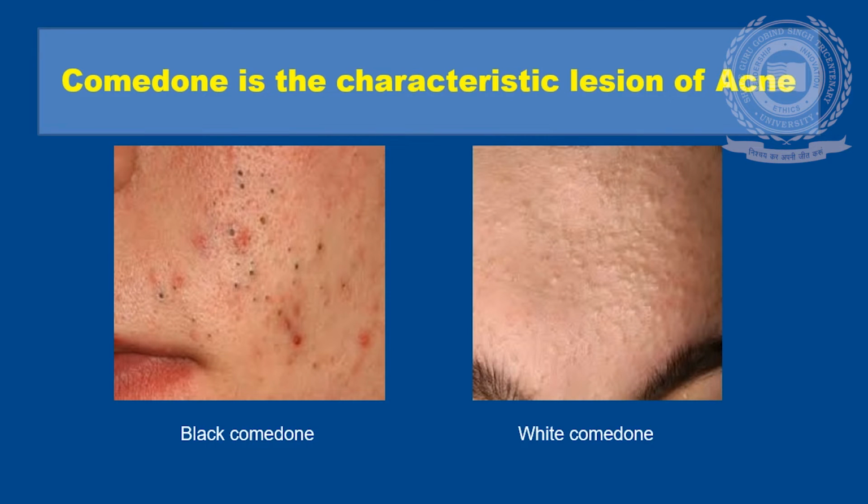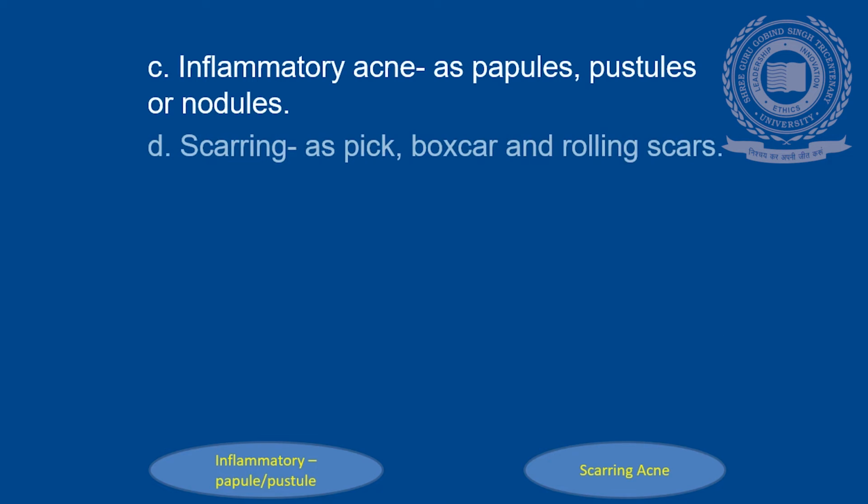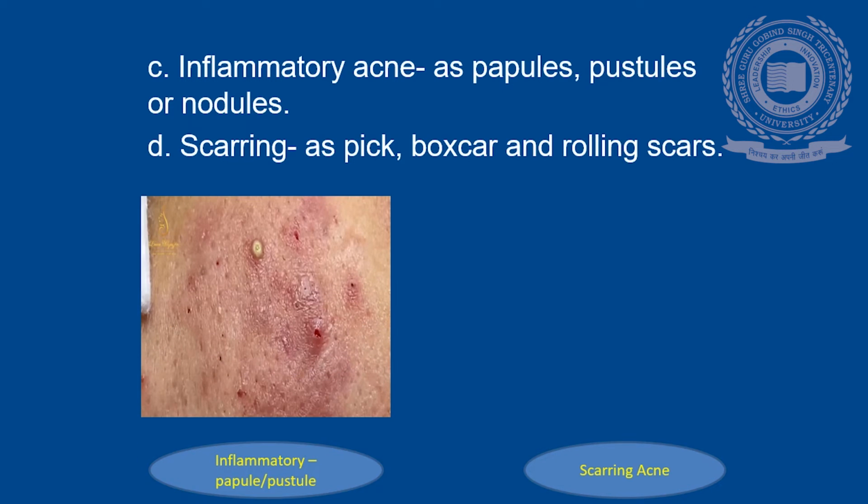The comedone is the most characteristic lesion of acne. On the left side, we can see the blackhead or the open comedone. On the right side, we can see the closed comedone or the whitehead. The later stages involve formation of inflammatory lesions, as we can see in the picture on the left, or there can be eventual scarring which looks like this. The following is the diagrammatic depiction of scarring.